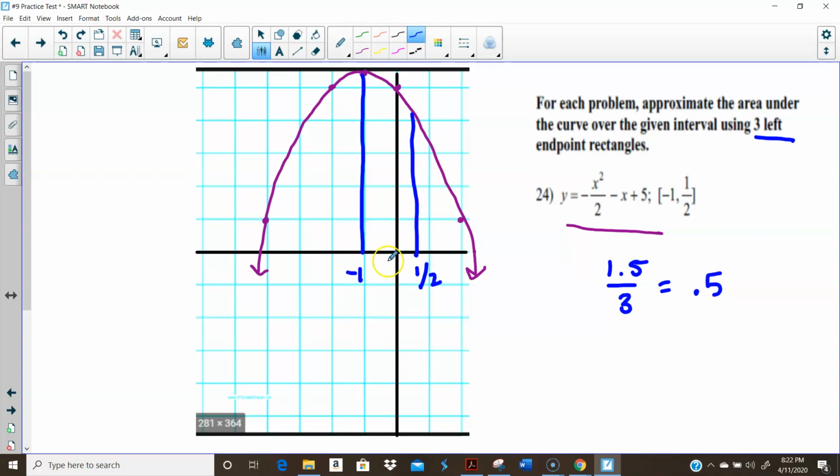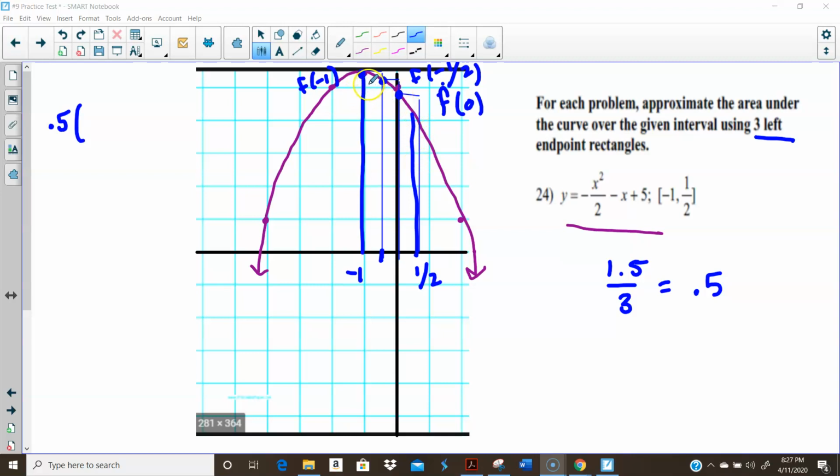So from -1 to a half, I will draw a rectangle from -1 to -1/2. From -1/2 to 0, I'll draw a rectangle. And then from 0 to a half, I'll draw a rectangle. And I want those to be on the left side of this function. So you can see that this hits on the left, and then let me draw those. So you can see I drew my 3 rectangles, and they're okay, they're not perfect.